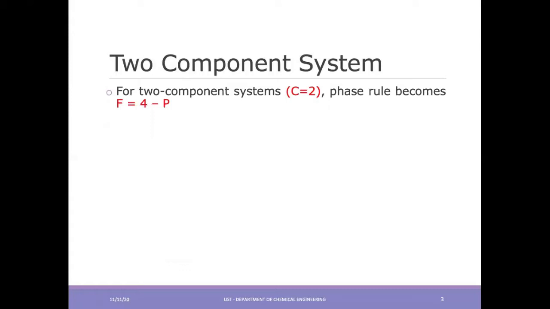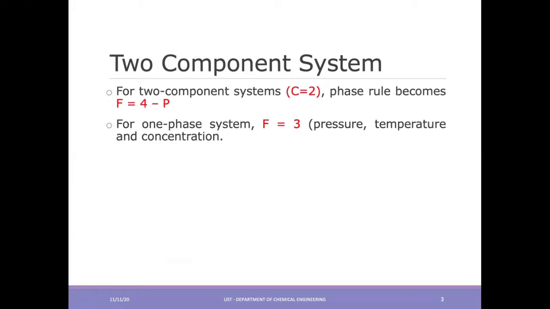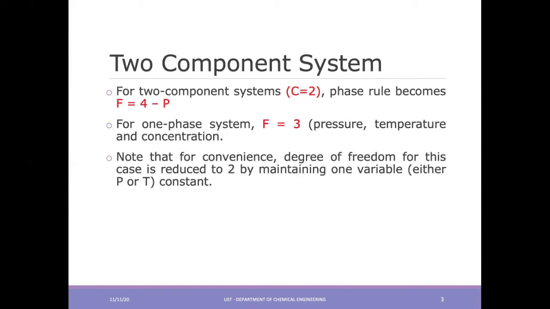For two-component systems, our phase rule becomes F is equal to 4 minus P, or the degree of freedom is equal to 4 minus the number of phases. So therefore, for a one phase system, the degree of freedom will be equal to 3, meaning we will be considering pressure, temperature, and concentration. But the representation of these three variables would require a three-dimensional graph, which is not easy to make.